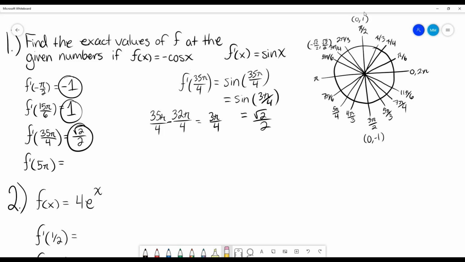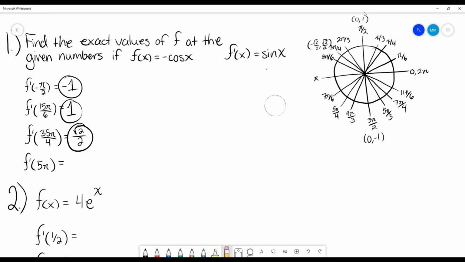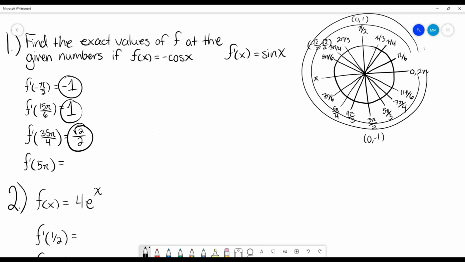Okay, and then the last one that we've got going here is f prime of 5 pi. And of course we know that 2 pi is 1 rotation. I know that 4 pi would be 2 rotations. So I know that that's 2 rotations and then 1 pi. So I go around once, around twice, and then I go 1 pi, which lands me right here at pi. And we know our sine value at pi is going to be 0. So our answer is 0.